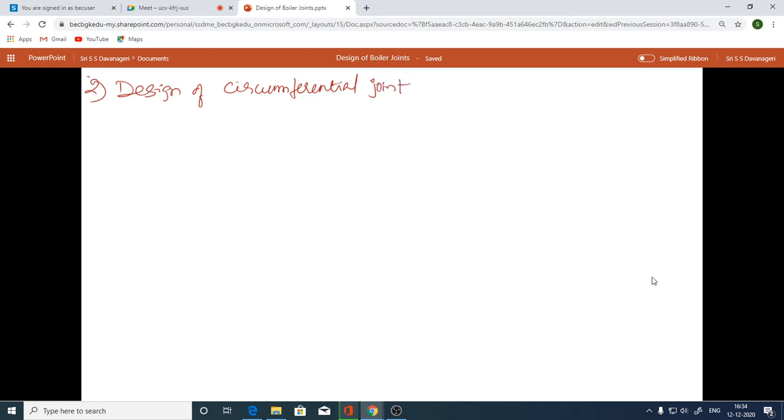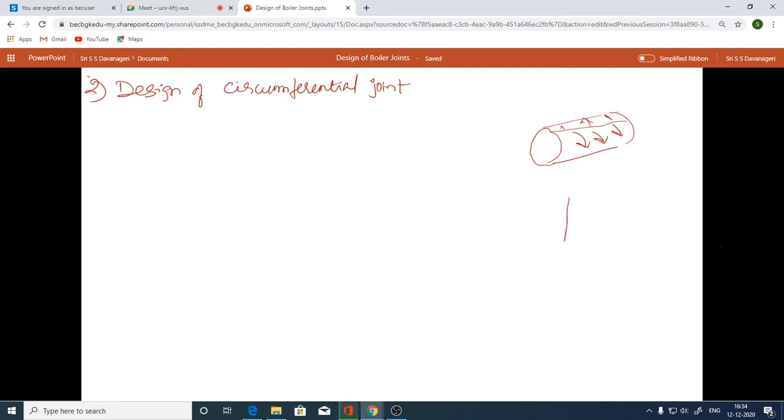Okay. Now in this case you need to find out what is the force exerted by the steam over the rivets in circumferential direction, that is, in the circumferential joint. So how? Now look out. In a longitudinal joint, what happens? It is going to split the cylinder in this manner. This is what happens in a longitudinal joint.